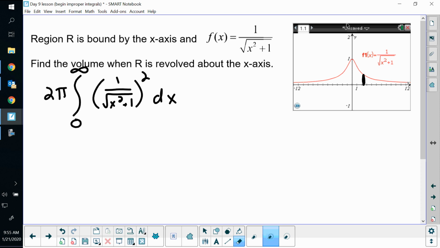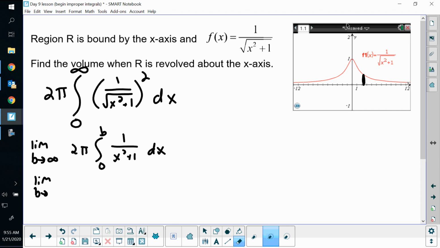We need to rewrite this without the infinity. So we're going to have limit as b approaches infinity. This will be 2 pi integral 0 to b. We can neaten this up a little. When we square it, we'll just get 1 over x squared plus 1 dx. So that is an antiderivative rule that we have. Hopefully you recognize that. That's arctan. And we're going from 0 to b.